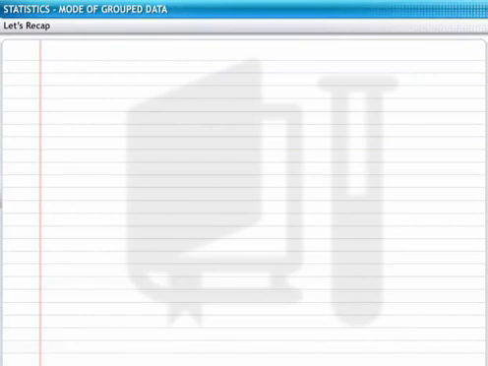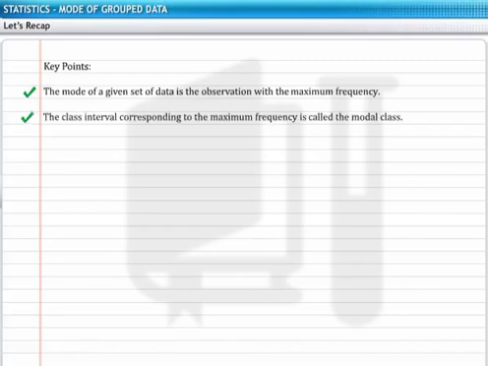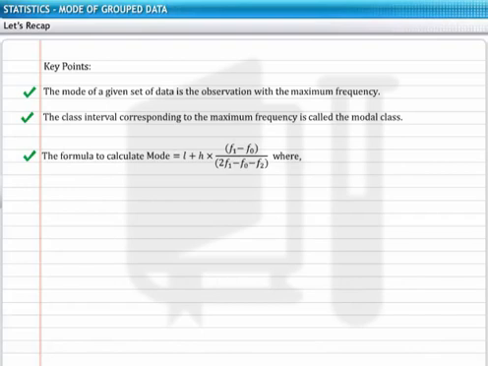You've reached the end of this section. Before moving on, let's review the key points covered in this section. The mode of a given set of data is the observation with the maximum frequency. The class interval corresponding to the maximum frequency is called the modal class. The formula to calculate the mode is as shown.